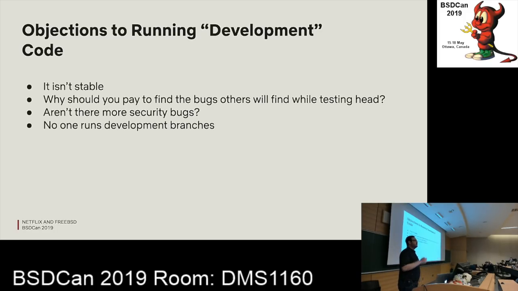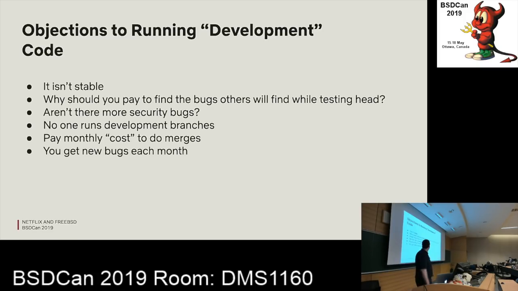Another objection is no one runs development branches. That's not true. We're not the first company to do this. But it also is not necessarily a bad thing to do, given how stable it is and the other benefits that we get out of it. We pay a monthly cost to do merges, that's true, but we would pay the same cost or maybe more even if we did it all at once every 2 years. Instead, we get to amortize it over time. You get new bugs each month, that's true. We also get new features, and we get a lot more features than we do bugs, I think.